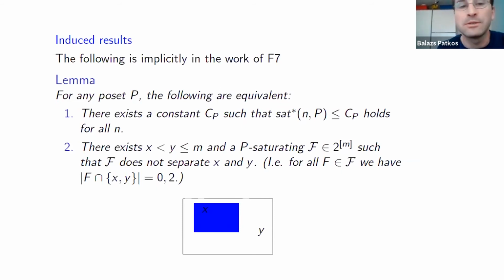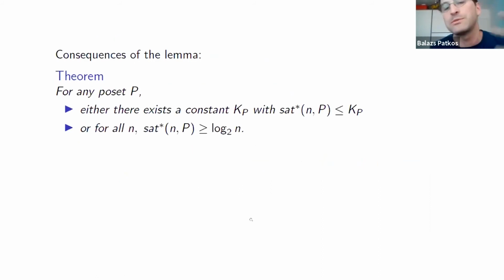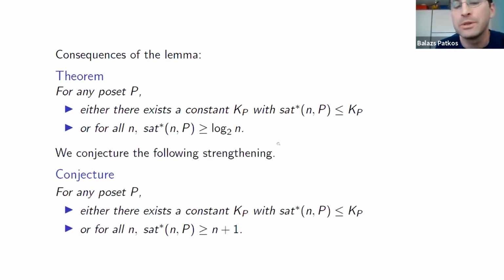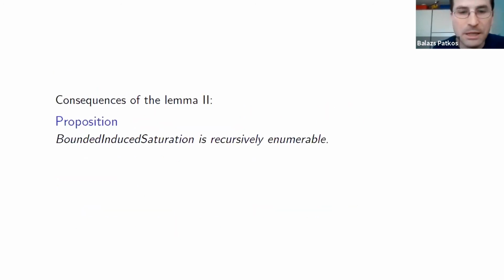So what are the consequences of this lemma? First of all, it's an easy fact, and probably most of you know it. This is just binary search: to separate a set of size n, we need at least log n many sets. So either the induced saturation number is bounded by a constant, or it's at least log n. That means you cannot create a poset P for which the induced saturation function is something like log n or inverse Ackermann or anything like that. It's at least log n. And actually, we believe that something much stronger is true. We believe that it's either bounded by a constant or it's at least linear. But this is just a conjecture. Let me skip this.